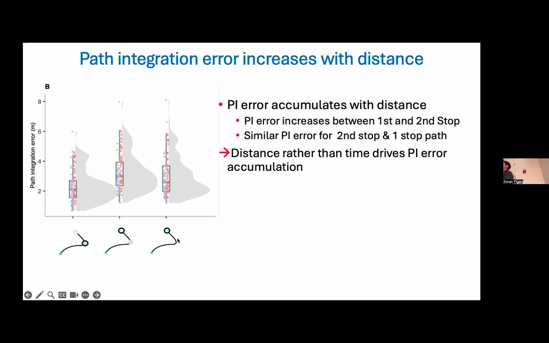When there are two stopping points, basically participants take longer to come to the end. So there is more time, so there's more opportunity in some sense for noise and different correlates of error to accumulate. But in this case, this time did not seem to be a factor. It was more the distance, the travel distance that was a factor contributing to the path integration error.